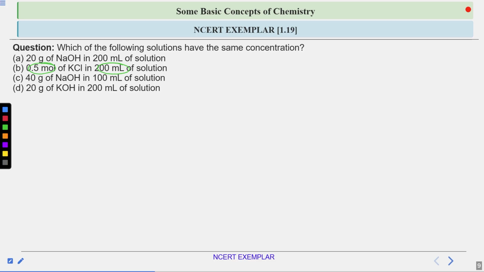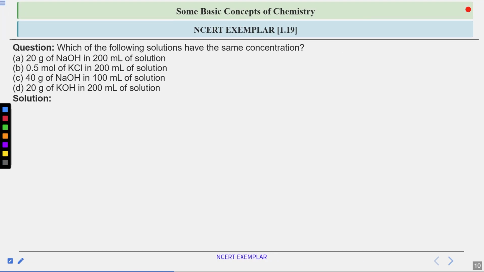So there is a difference in the formula itself, right? So when we say molarity is given, the molarity formula is the number of moles of the solute or the component divided by the total volume of the solution. For the molality, it is the total number of moles of the solute divided by the mass of the solvent in kg. Now let us move to the solution.